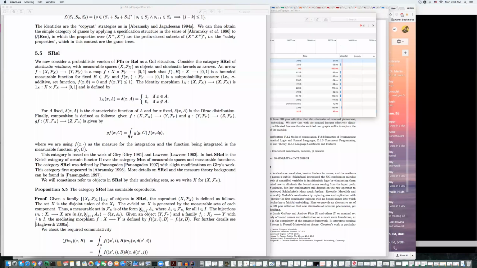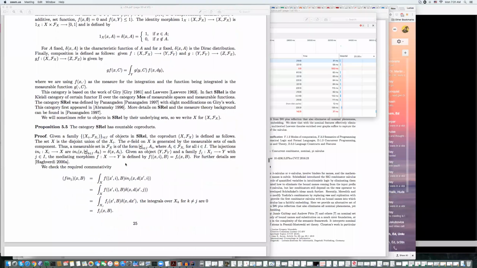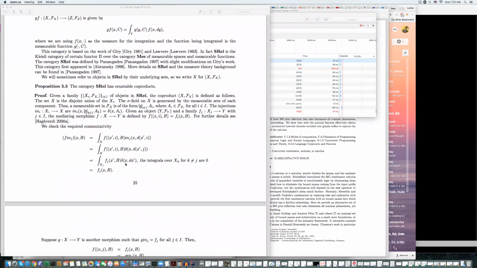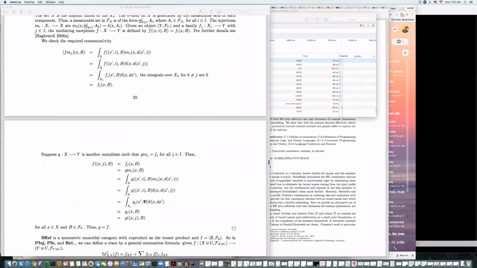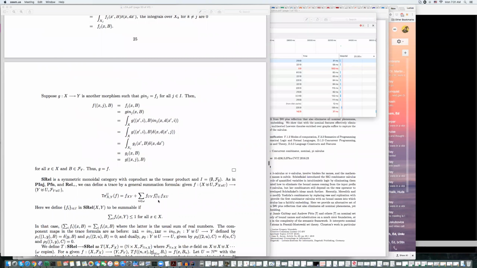So this is how you define the composition. And then there are a bunch of proofs, right? So the proofs have to do with, well, you need products in order to do work. In particular, you need co-products in order to define this term. It reminds me of the composition term.